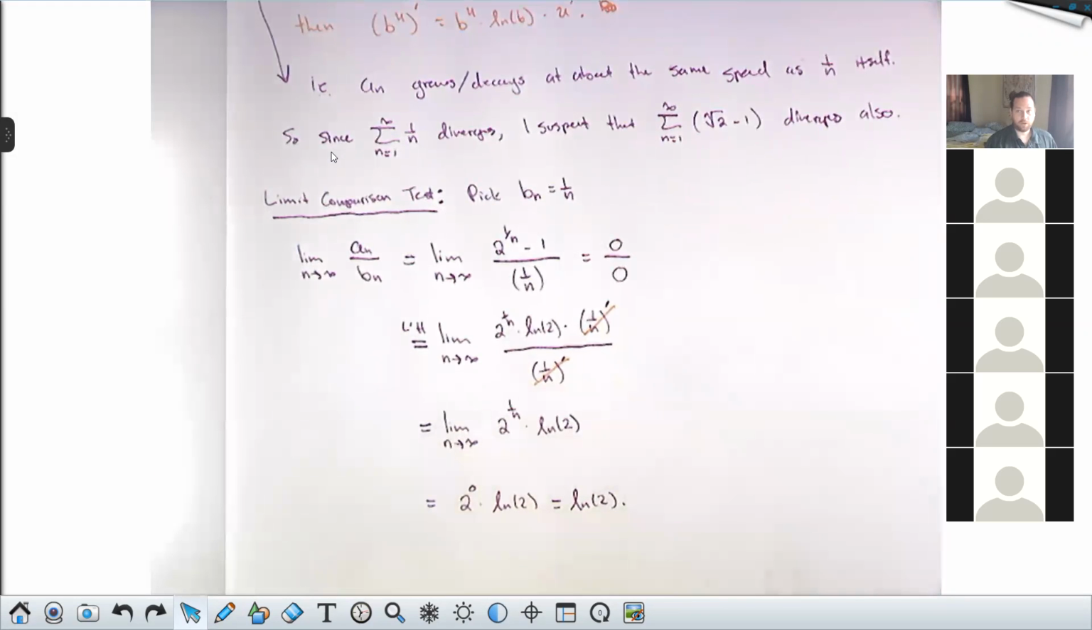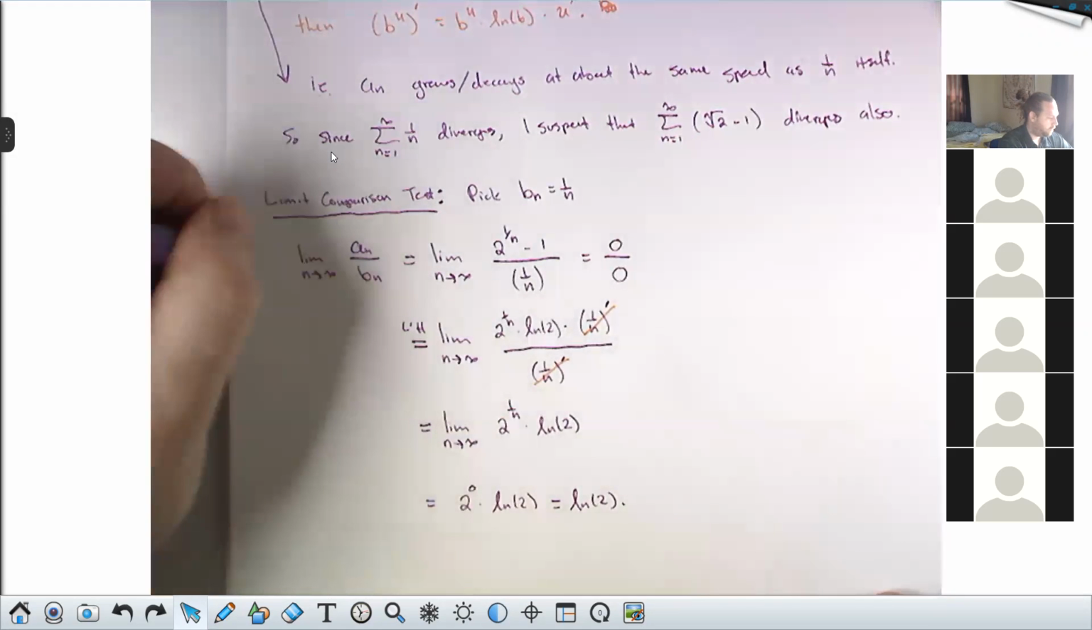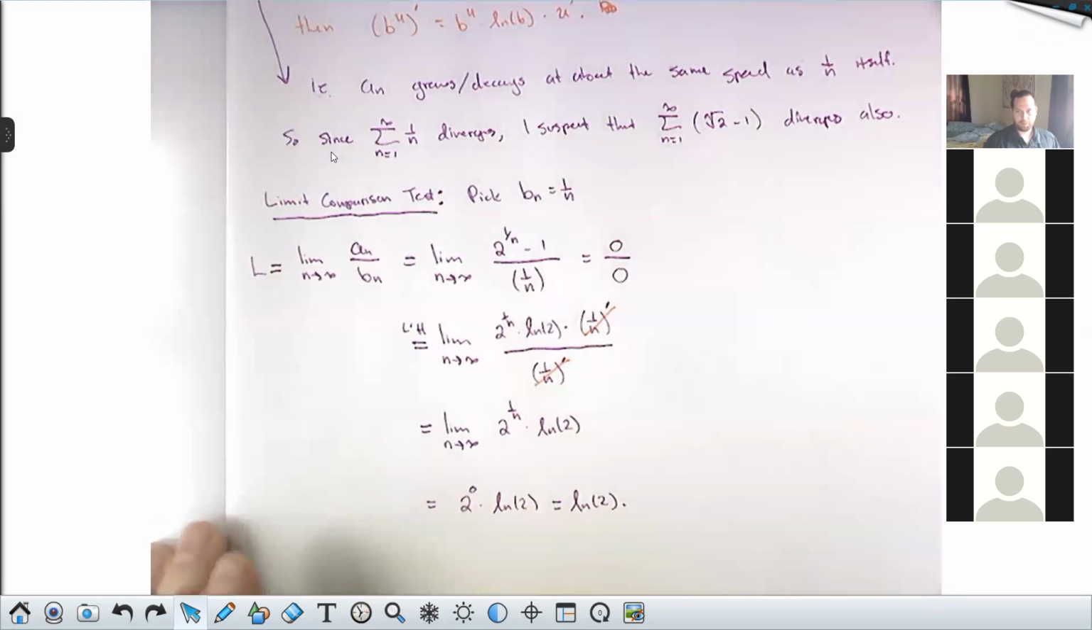Now, in order to finish things, remember this thing, which we've been calling L. In order to get a positive or useful result out of the limit comparison test, I need to know that this number is positive and finite. Do I know that? How big is the natural log of 2?